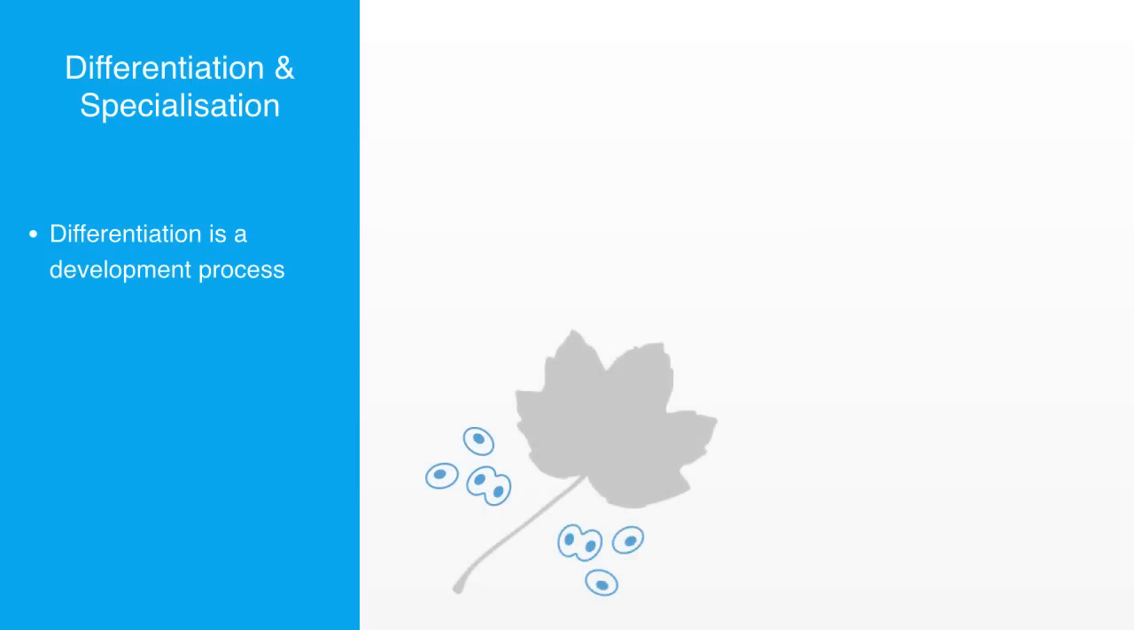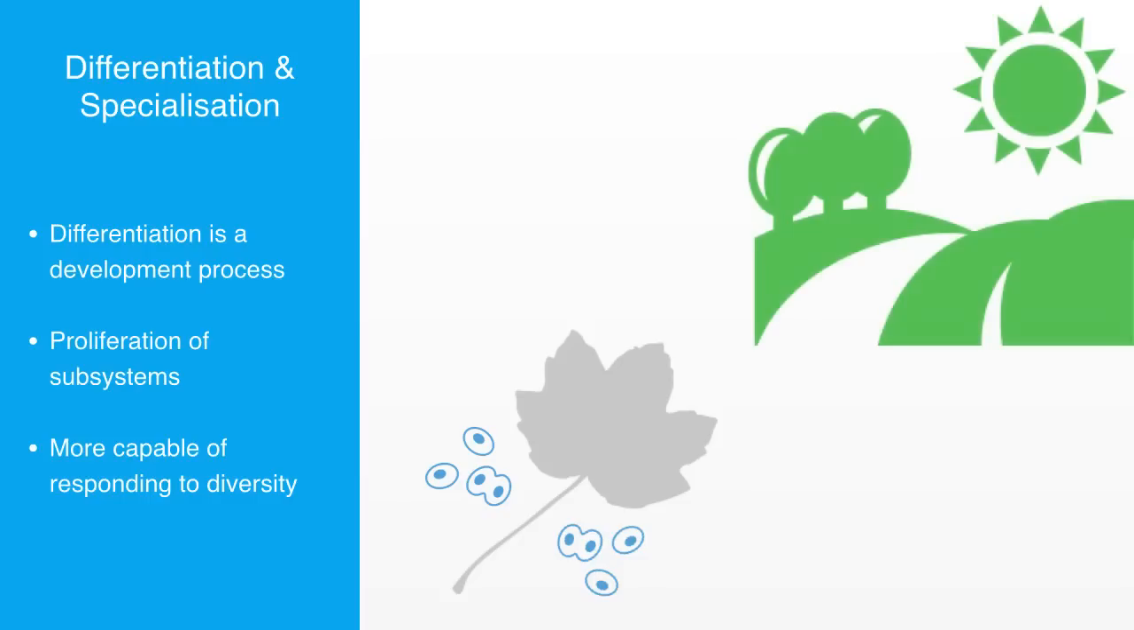We can also note that synergies often arise as a product of differentiation and specialization. Differentiation is a process that occurs in many systems as they develop. It is defined by the proliferation of subsystems and specialized elements internal to the system in order to make it more capable of responding to a greater diversity of states within its environment.